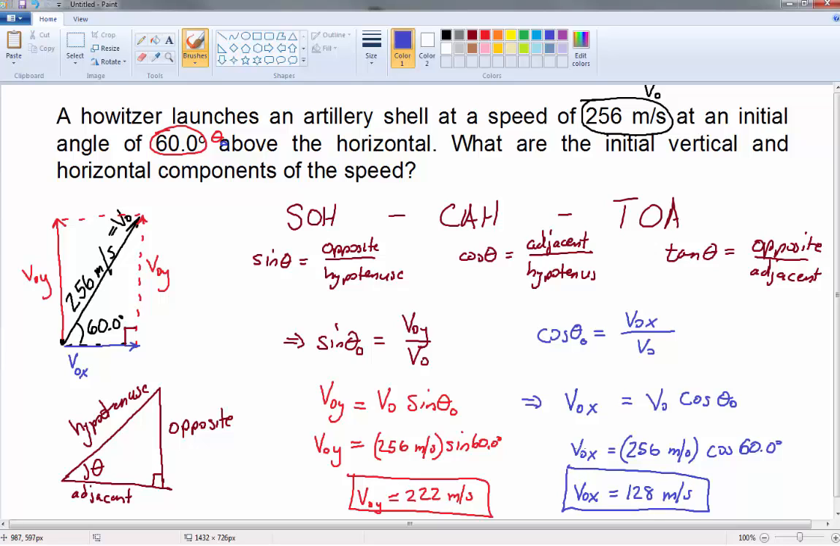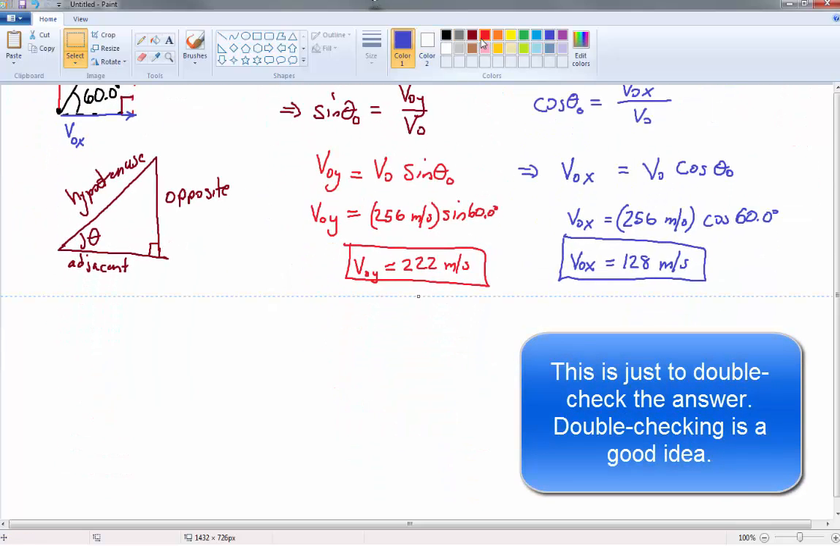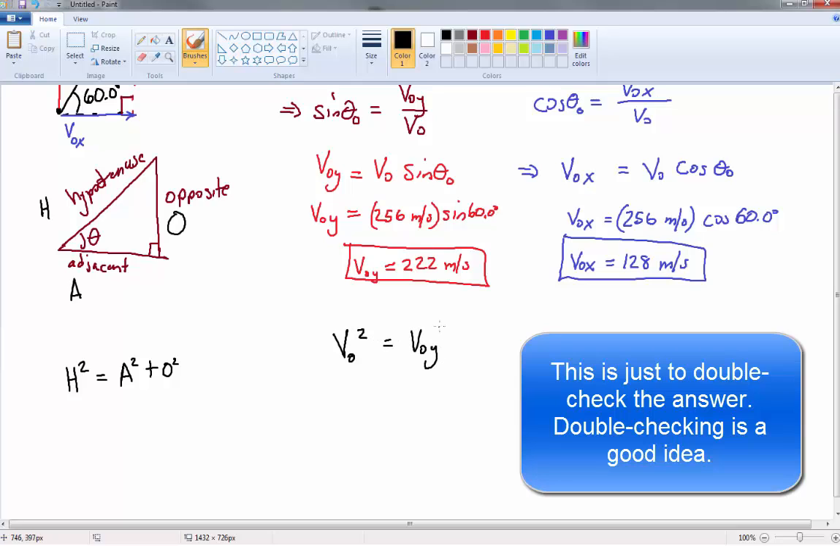Now, I haven't in these videos done much to emphasize the idea of double checking your work, but it is a good idea to do so. One way that you can double check this particular problem is as follows. You have a right triangle here, and you know that for a right triangle, the Pythagorean theorem says basically, let's say that this is H, this is O, and this is A. Well, the Pythagorean theorem would say that H squared is A squared plus O squared. So as applied to this problem, that's saying that V naught squared should be V0y squared plus V0x squared. So V0 is the square root of those two, V0y squared plus V0x squared.